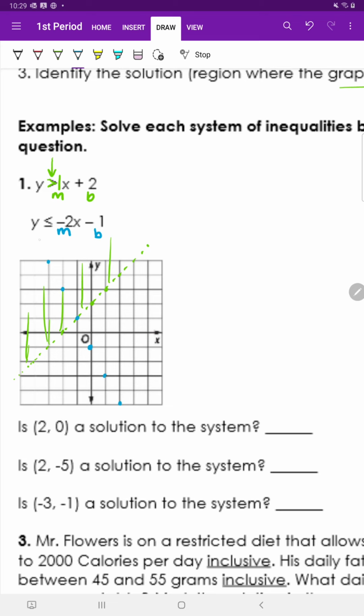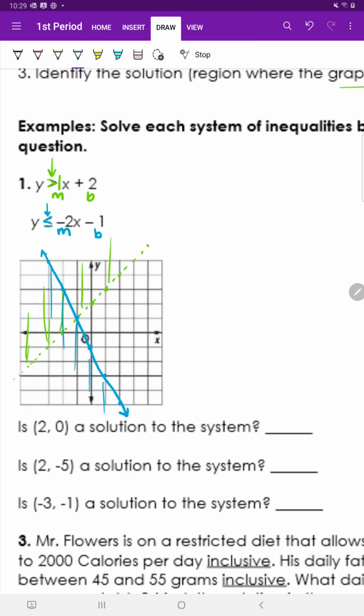And the boundary line this time is going to be solid because this is a less than or equal to sign. So we can just draw a solid line this way. For shading, notice again, since it's a less than or equal to, we're going to be shading below this line. So below, below, below.